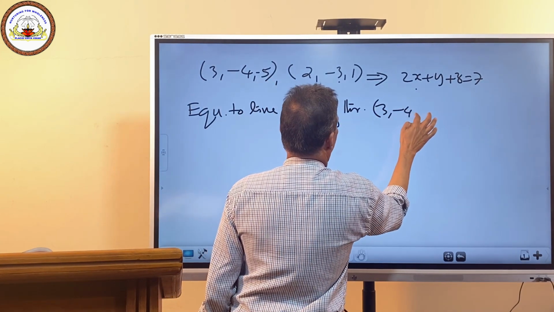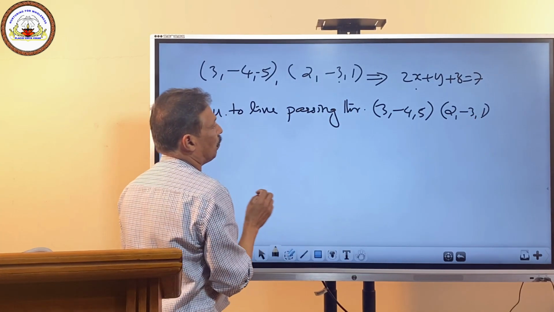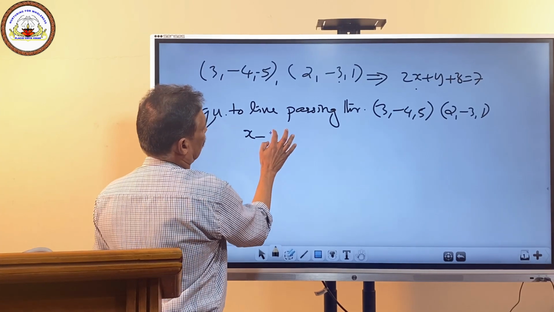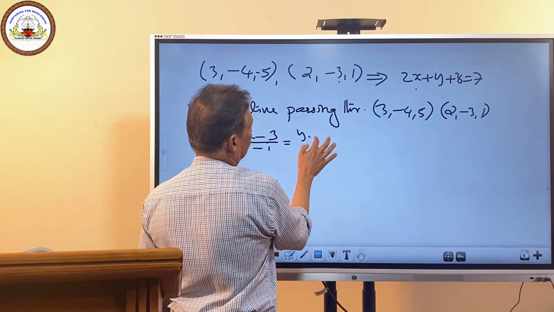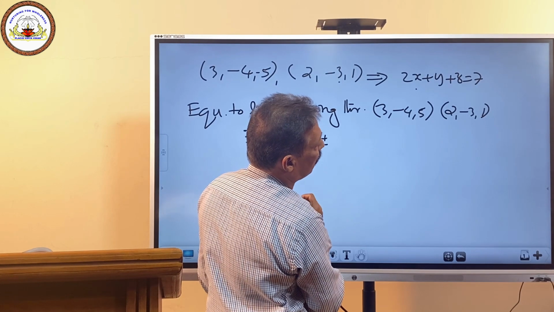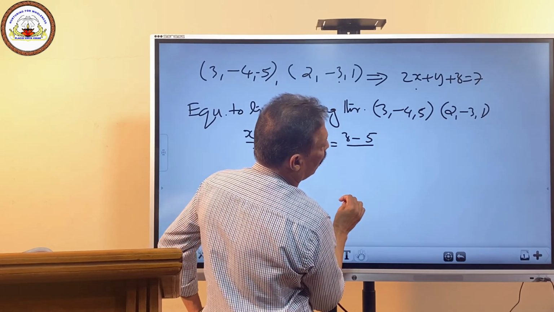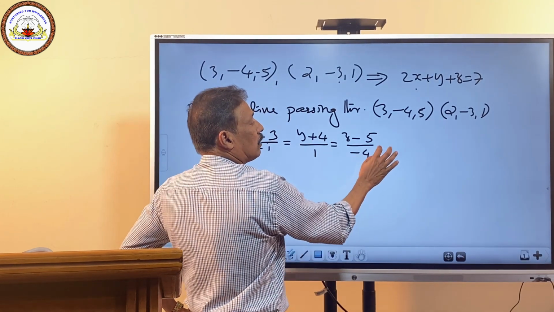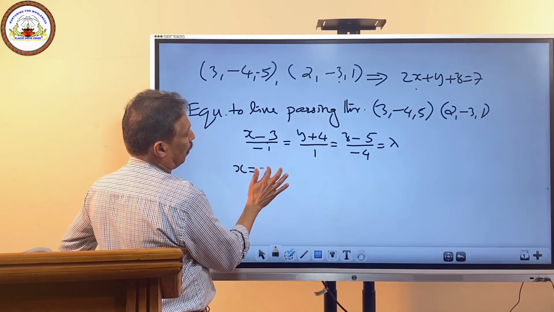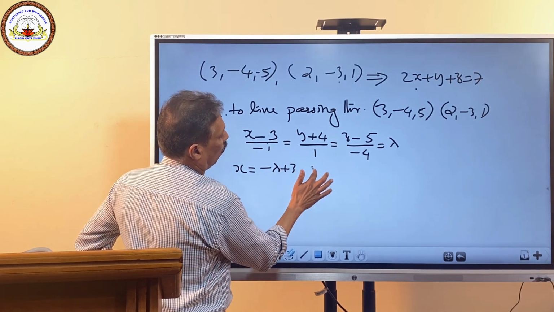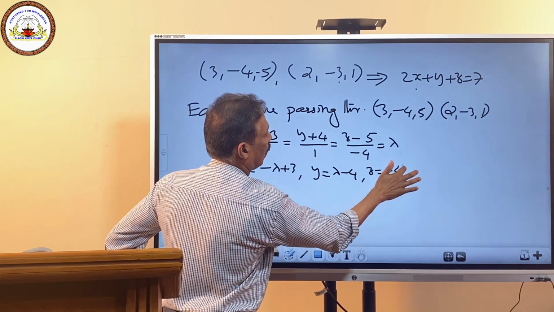3, minus 4, minus 5 and 2, minus 3, 1, using our previous formula. That is x minus x1 is x minus 3, divided by x2 minus x1, that is equal to negative 1, then y plus 4 divided by minus 3 plus 4, that is 1, then z plus 5 divided by 1 plus 5, that is equal to 6, sometimes that is equal to lambda. So x equal to, cross multiplying, minus lambda plus 3, y equal to lambda minus 4 and z equal to 6 lambda minus 5.